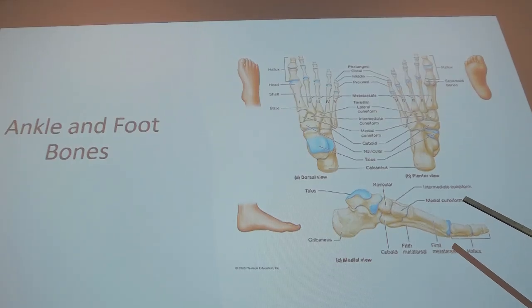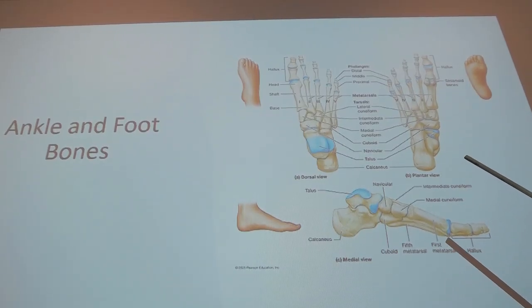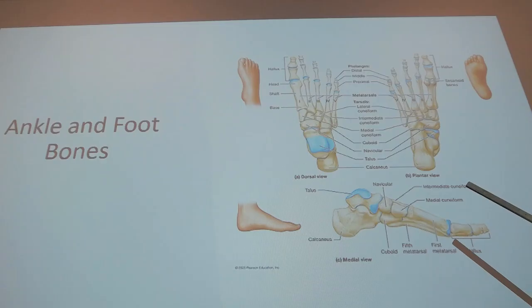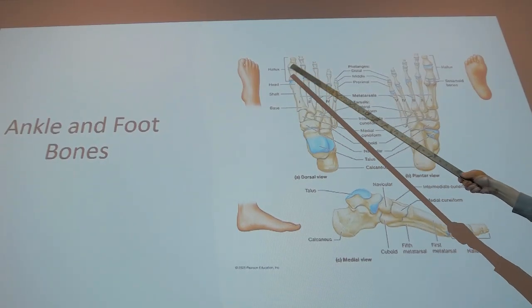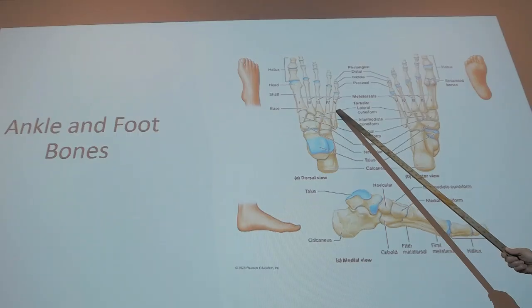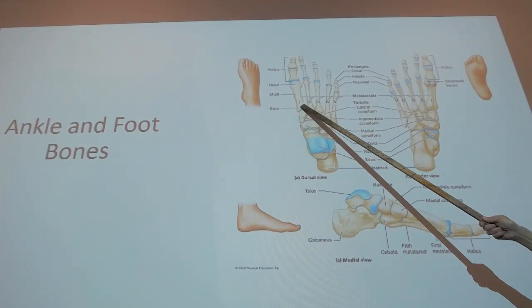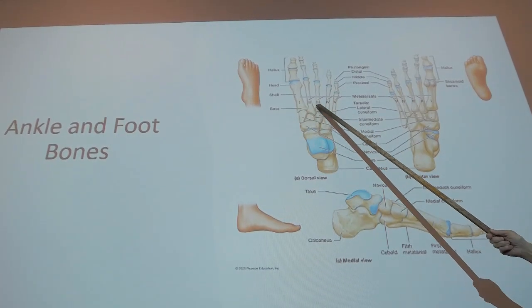Similar as for the phalanges and the metatarsals, you number them from medial to lateral, 1 through 5. And you use Roman numerals, as you can see here.